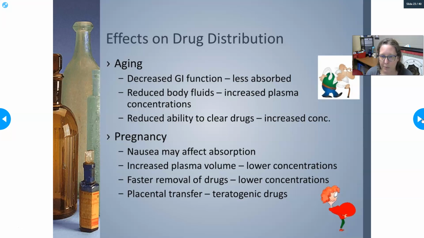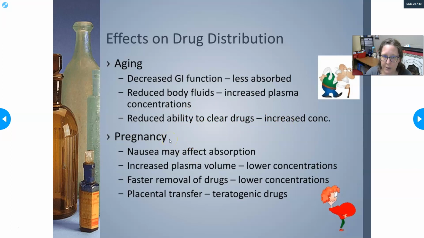There is a reduced amount of body fluid, so they tend to be chronically dehydrated, and therefore that causes increased plasma concentrations. There is a reduced ability to clear the drug because kidney function declines, and so that would also lead to an increased concentration.